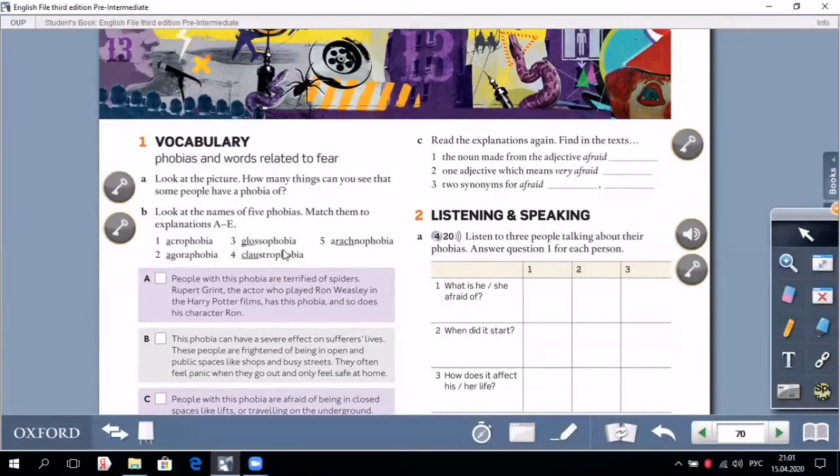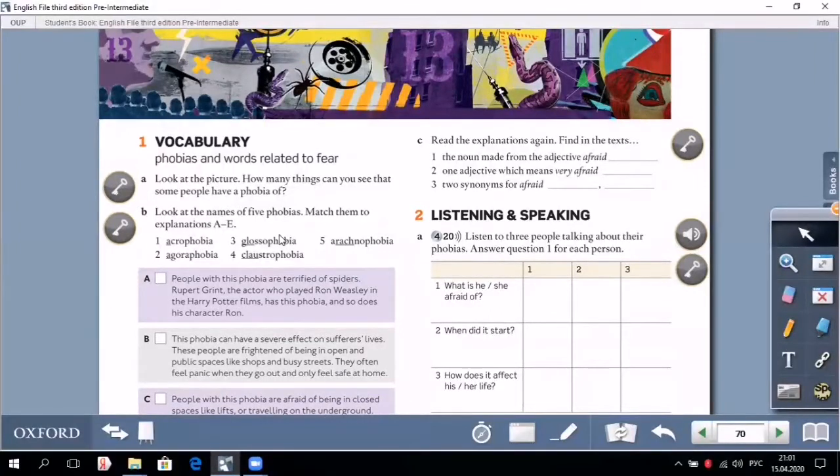The third word we have is glossophobia. Glossophobia. What is it, glossophobia? Do you know? So, glossophobia is fear of speaking in public. Fear of speaking in public.